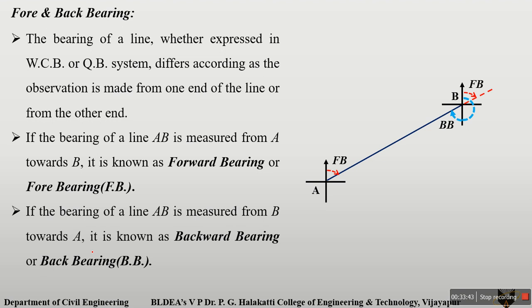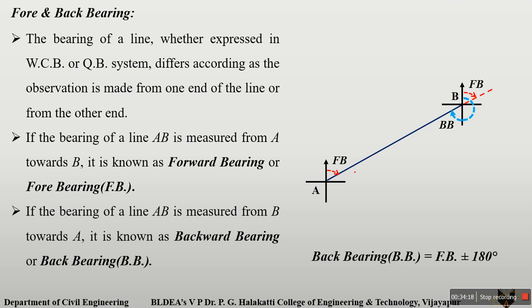Instead of measuring a back bearing, you can directly calculate the back bearing by using one small formula. That is, back bearing is equal to forward bearing plus or minus 180. If you know the forward bearing of the AB line, you can easily calculate the back bearing of this AB line. So back bearing is equal to forward bearing plus or minus 180.